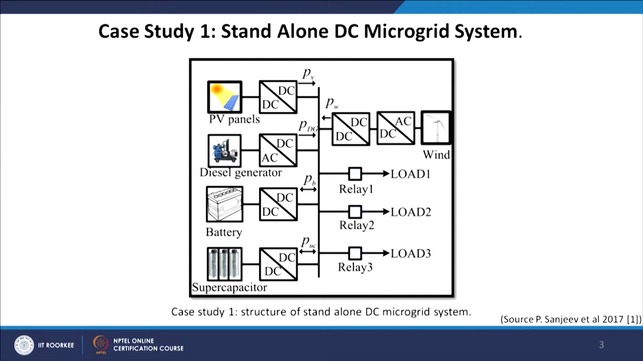This is the structure of my DC microgrid where we have PV panels, and we do have diesel generators, battery, supercapacitor and also perhaps wind connected to my system by AC DC, DC DC conversions, and we have 3 different types of loads where some of them are very critical and some of them could be non-critical. So, this is the basic architecture of the DC microgrid being considered for further analysis.